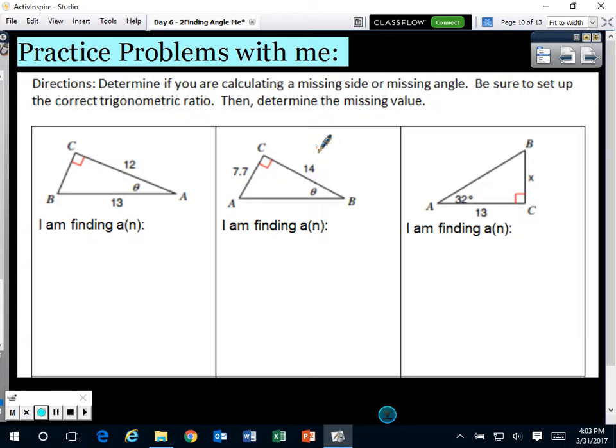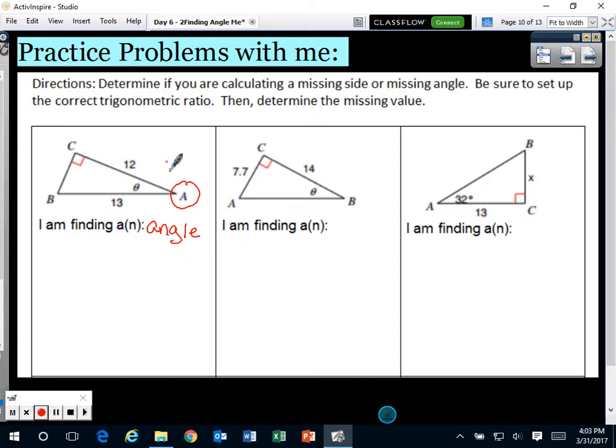So this is on a different page in your notes. It says, determine if you are calculating a missing side or a missing angle. Be sure to set up the correct trigonometry ratio, then determine the missing value. So this theta, this little Greek symbol that I told you about, is like a variable for an angle. What they're telling us is we need to find this angle. And since it's in this A corner, that's the same thing as saying angle A. So we're hunting for an angle on this one.